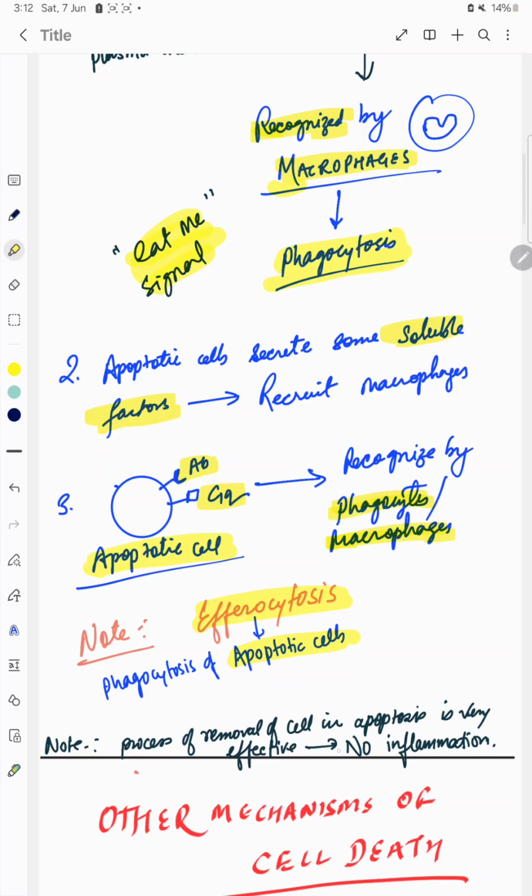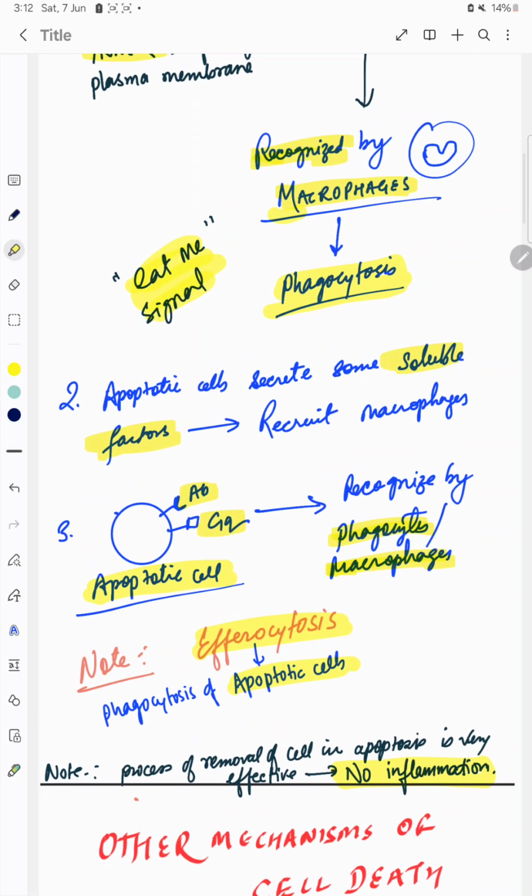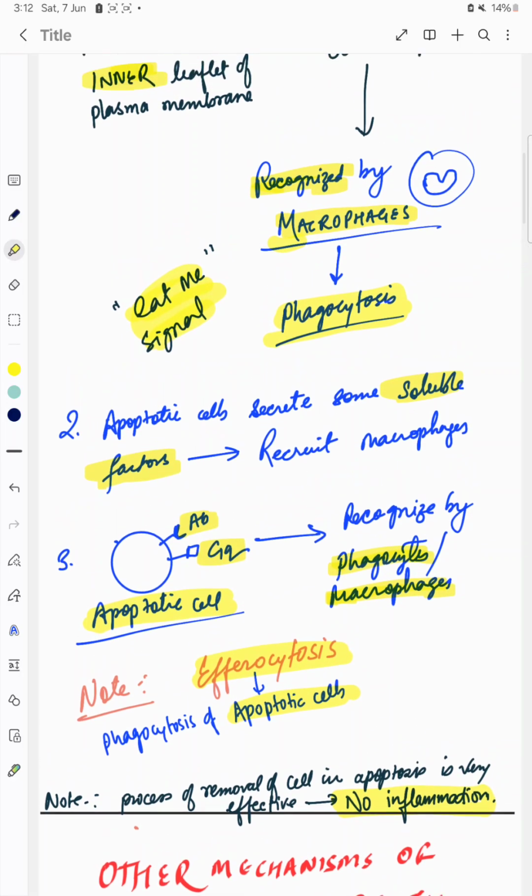The process of removal of cells in apoptosis is very effective, and that is why there is no inflammation in the local tissue, unlike necrosis, where we see local inflammation.